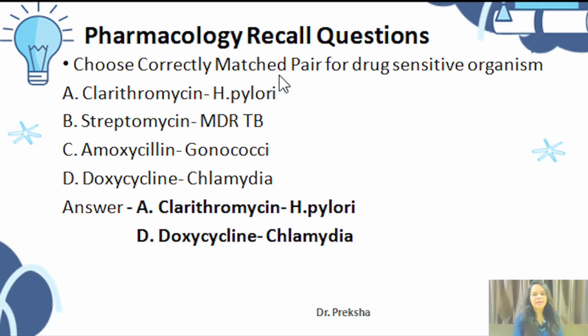Now choose correctly matched pair for drug sensitive organism. Clarithromycin, H. pylori; streptomycin, MDR-TB; amoxicillin, gonococci; doxycycline, chlamydia. Here only two options are correct. Clarithromycin for H. pylori and doxycycline for chlamydia.